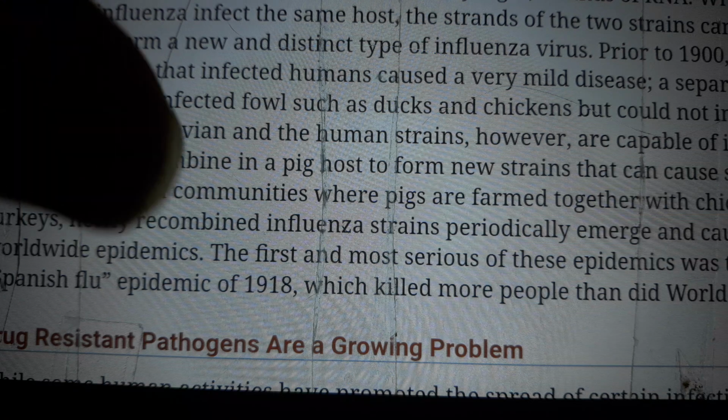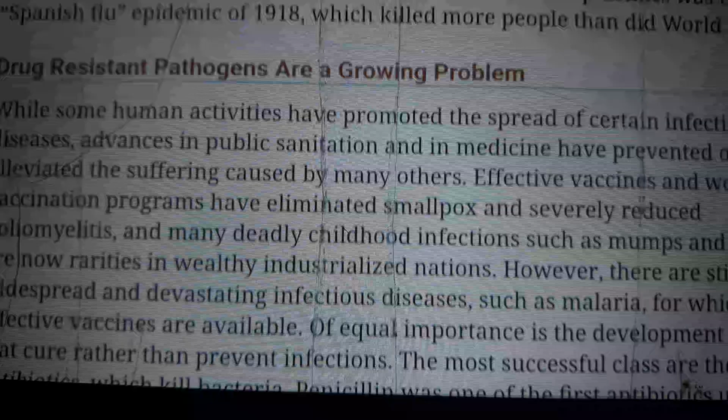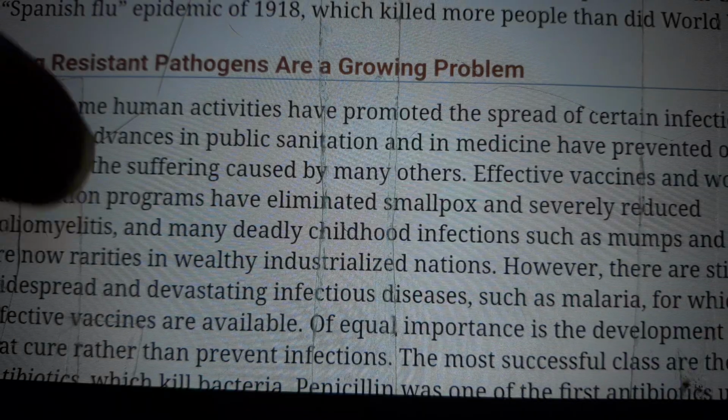Prior to 1900, the influenza strain that infected humans caused a very mild disease. A separate influenza strain infected fowl, ducks, and chickens, but could not infect humans. Avian and human strains are capable of infecting pigs, and can recombine in pig hosts to form strains that cause serious human disease. This happens in communities where pigs are farmed together with chickens or turkeys. Newly recombined influenza strains periodically emerge and cause worldwide epidemics. The first and most serious epidemic was the Spanish flu in 1918, which killed more people than World War I.